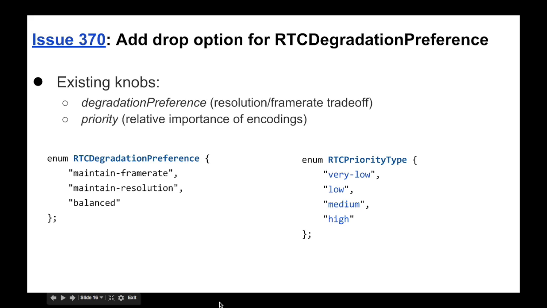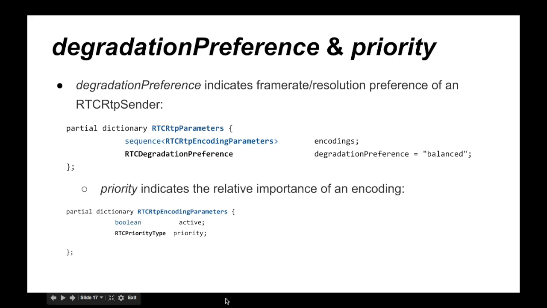So we have two knobs right now. We have degradation preference, which is for the resolution frame rate trade-off, and then we have priority, which is the relative importance of encodings. So here are the enums for those two things. So you can indicate in degradation whether you want to focus on the frame rate or the resolution or both, and then there are the priority types. Next.